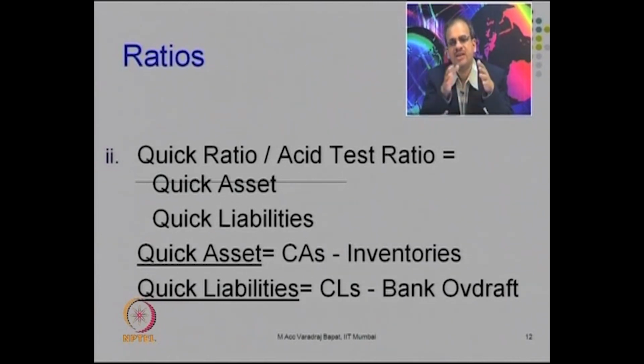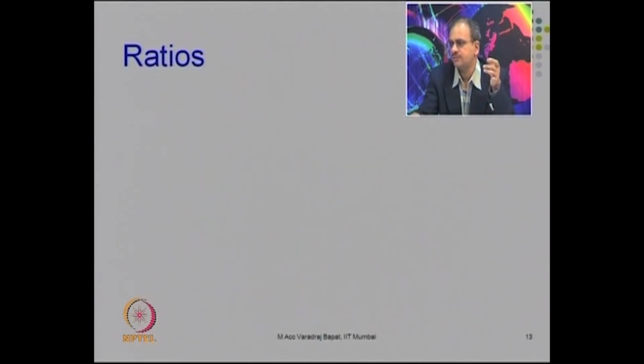So, here I have given it as current liabilities minus bank overdraft. Generally, bank overdraft is sanctioned for a period of say 1 year. So, that need not be taken as quick. Other current liabilities are taken as quick. So, these were the two important liquidity ratios.